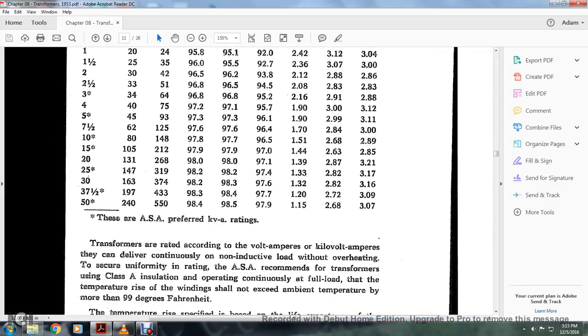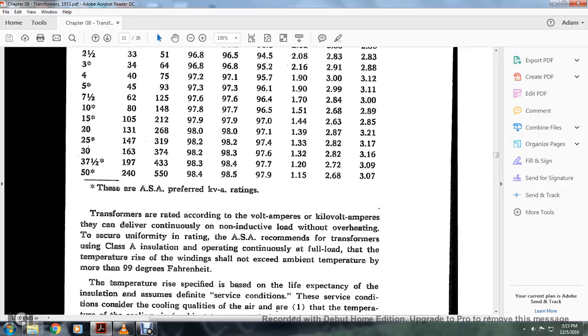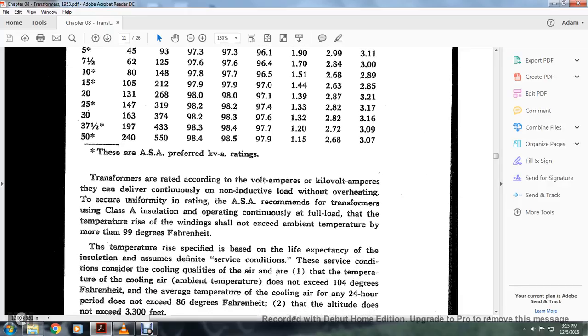Transformers are rated according to voltage and kilovolt-amperes delivered continuously to a non-inductive load without overheating, to secure uniformity in rating. The ASA recommends that for class A insulation operating continuously at full load, the temperature rise of the windings should not exceed ambient temperature by more than 90 degrees Fahrenheit. The temperatures are specified on the basis of insulation life expectancy.